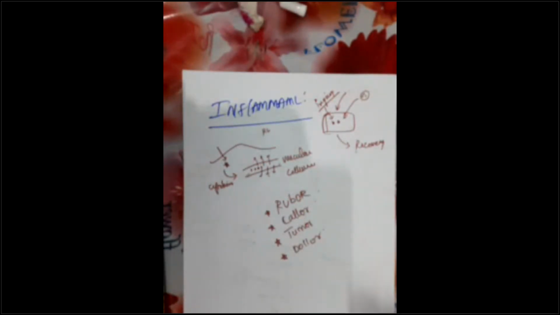Pain will occur. Why will pain occur? Whenever there is inflammation, there will be some chemical mediators. Prostaglandins are secreted. Prostaglandins mediate pain. What is the prostaglandin that mediates pain? PGE2, mostly PGE2. Prostaglandin is a very, very important topic in your biochemistry.